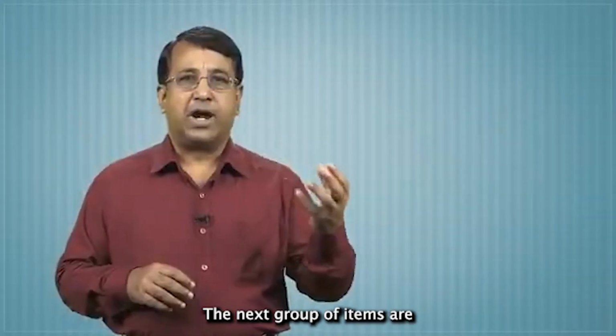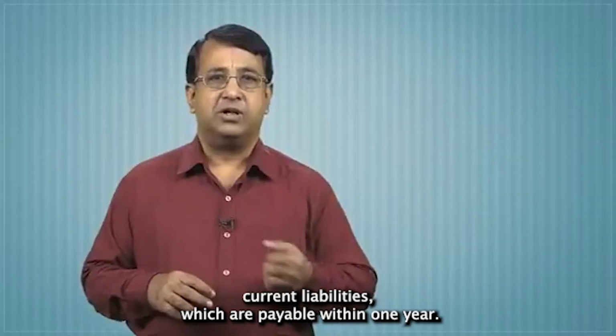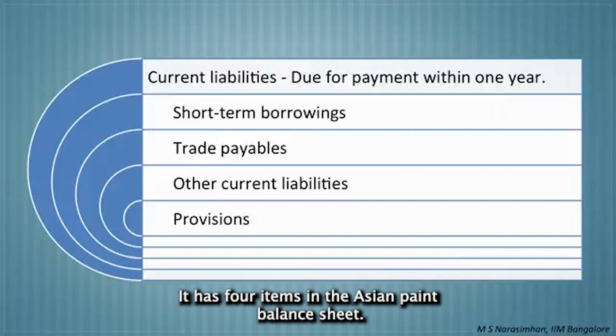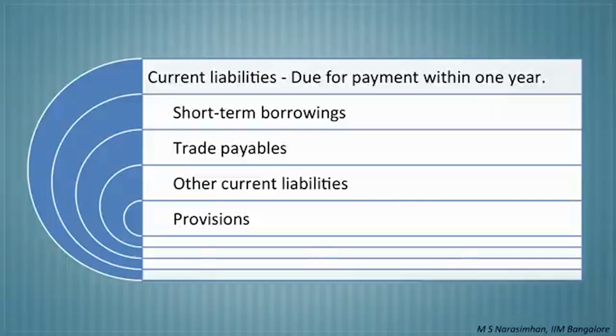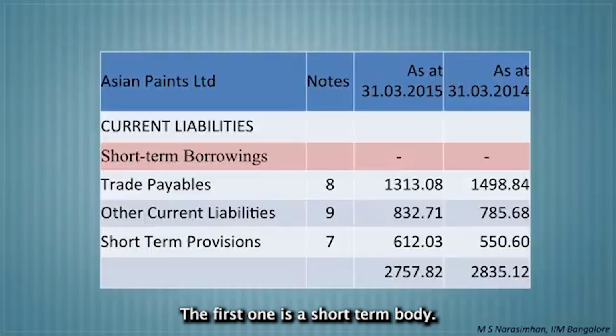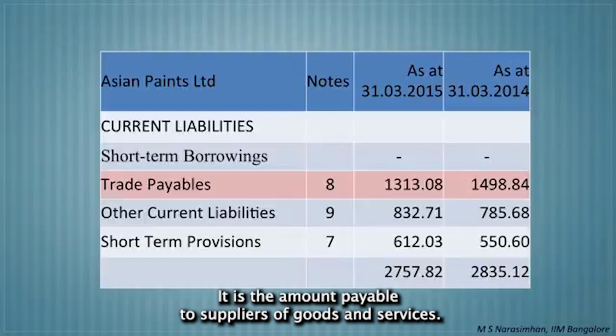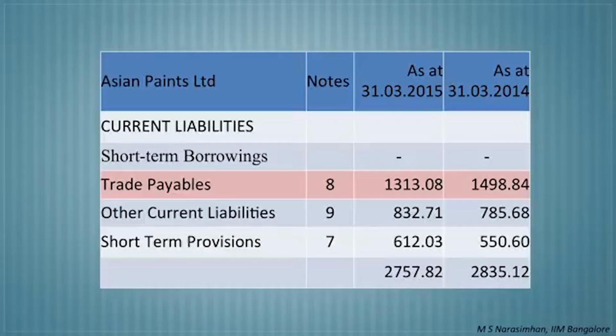The next group of items are current liabilities, which are payable within 1 year. It has 4 items in the Asian Paint balance sheet. The first one is short term borrowing. It is easy to understand. The second one is trade payables. It is the amount payable to suppliers of goods and services.